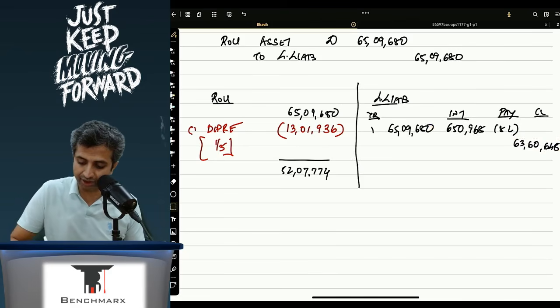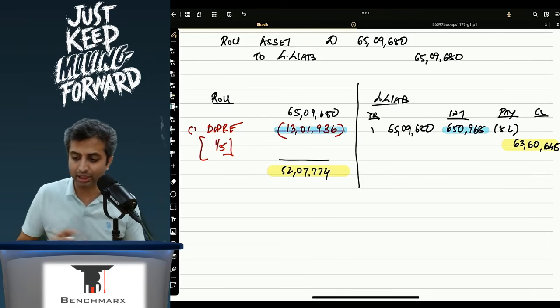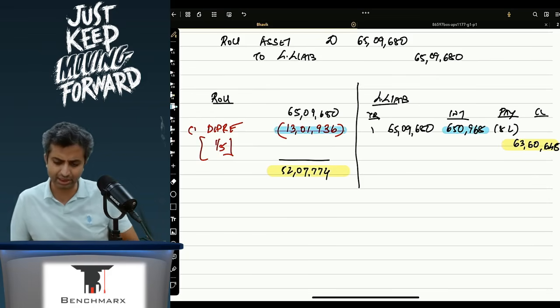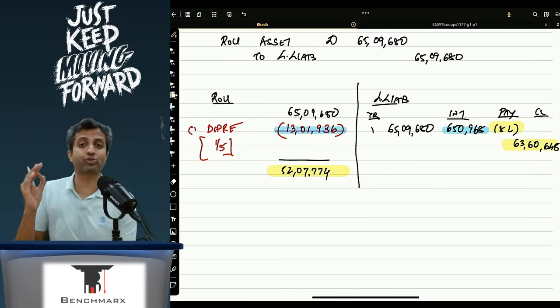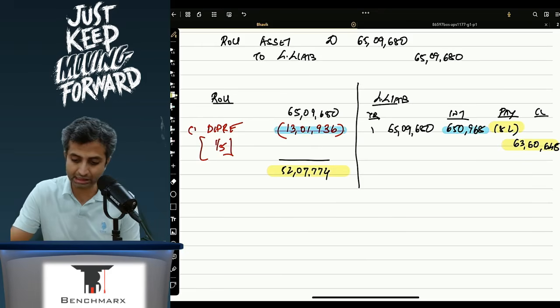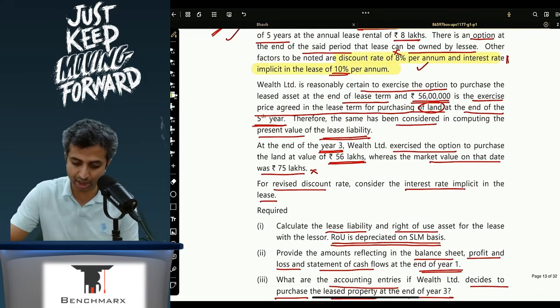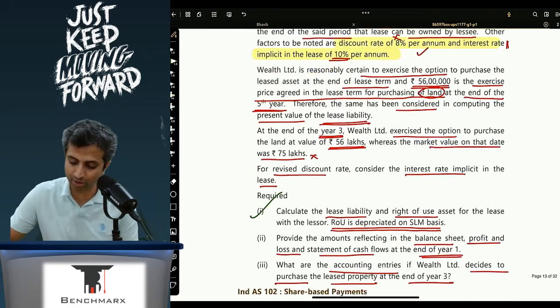Now when I go to see the balance sheet, the amounts appearing in the balance sheet is 52 lakh for the ROU asset, 63 lakh for the lease liability. In the P&L, the amount shown for depreciation would be around 13 lakh 1,936. Amount shown in P&L for interest or finance cost will be 6,50,968, and there would be a lease payment which will be shown as cash flow from financing of around 8 lakhs. So this will be your first part. We will just verify it once.